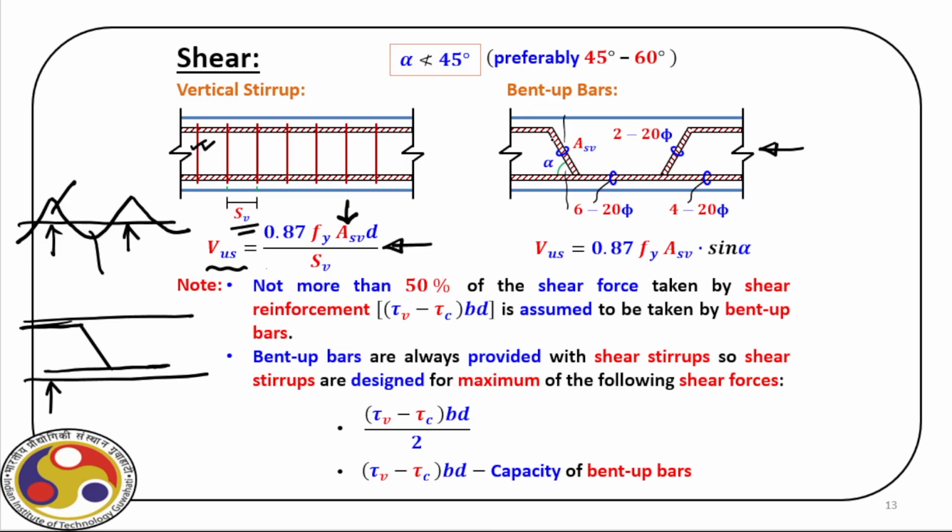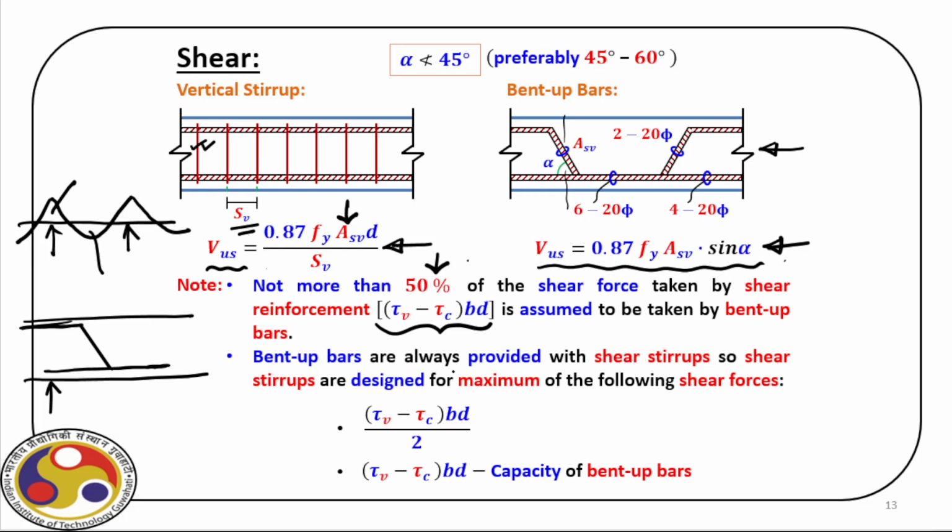Now in case of bent up bars, these steel rebars also provide some resistance against shear, and that is given by this expression. But the code says that not more than 50% of the shear force taken by the shear reinforcement, that is this quantity, is assumed to be taken up by bent up bars. So that limitation is there. I'll explain that with some numbers in a minute. But remember, even if we have a higher capacity, we cannot go to that full capacity. We have a limitation of 50%.